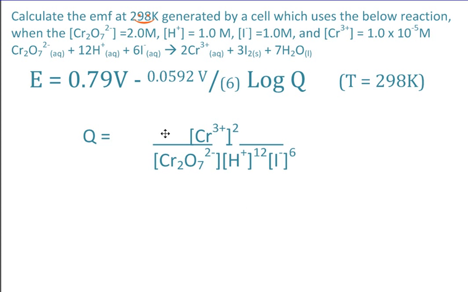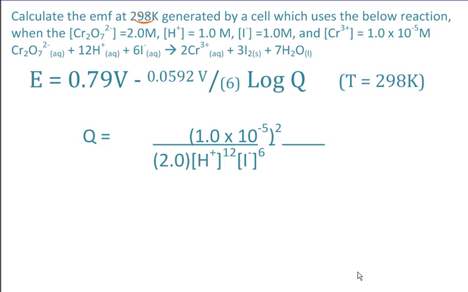Alright, so now we just got to do some plug and chug. Concentration of the chromium ion is 1 times 10 to the negative 5th, so we plug that in. The dichromate ion's concentration is 2, so we're going to plug that in there. Hydrogen is 1 molar and iodine is 1 molar, so let's put those in. And our mass action expression, or our Q, is going to look like this.